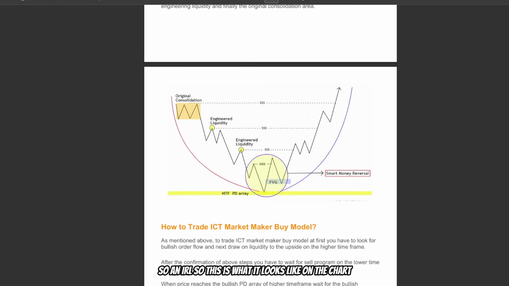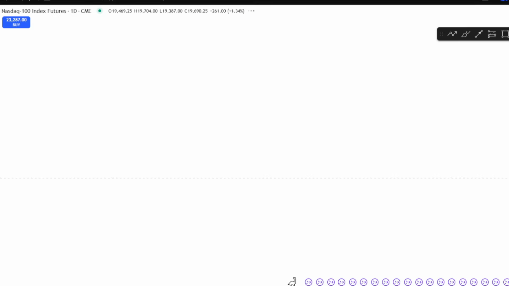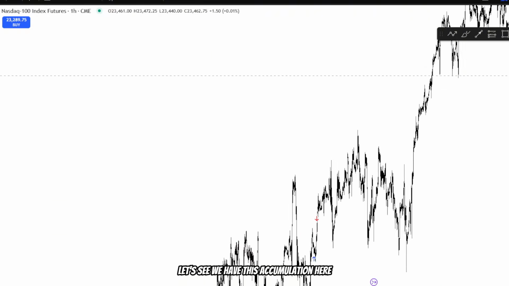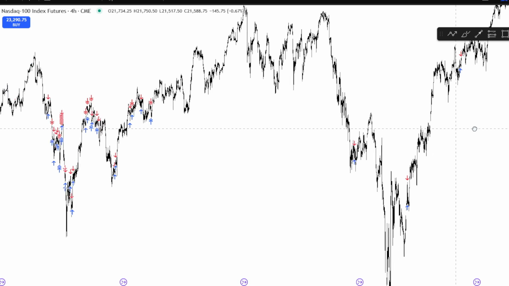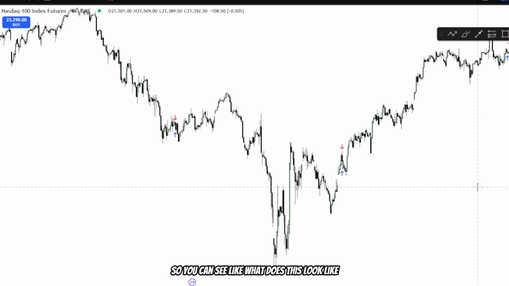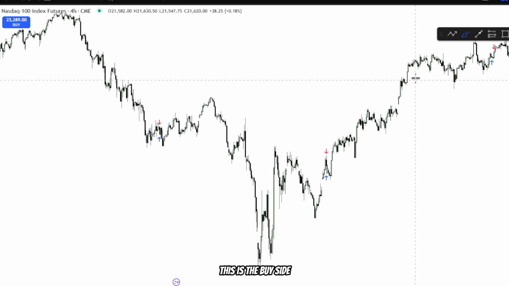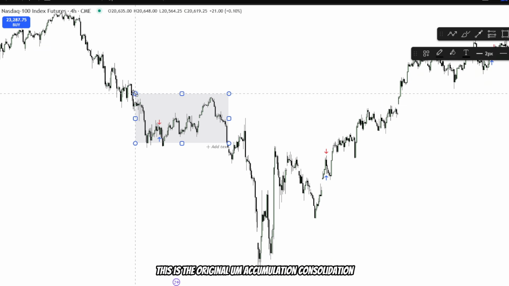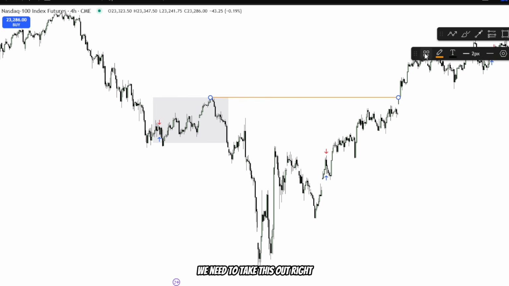This is what it looks like on the chart. I think it'll be easiest to show on the chart. If we have an original consolidation, let's see, we have this accumulation here. Okay, this is actually perfect. What does this look like? This looks like a market maker model. This is the sell side of the curve. This is the buy side of the curve. So what would this be up here? This is the original accumulation consolidation.